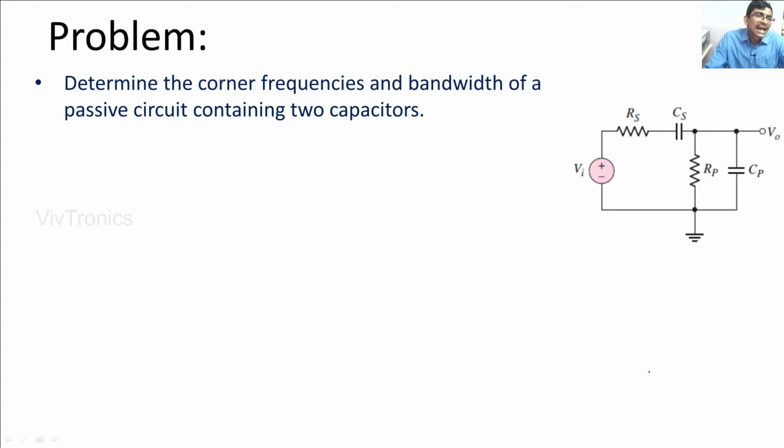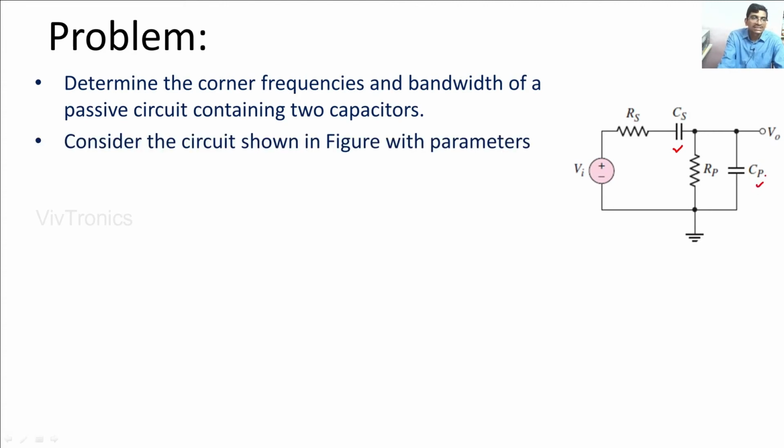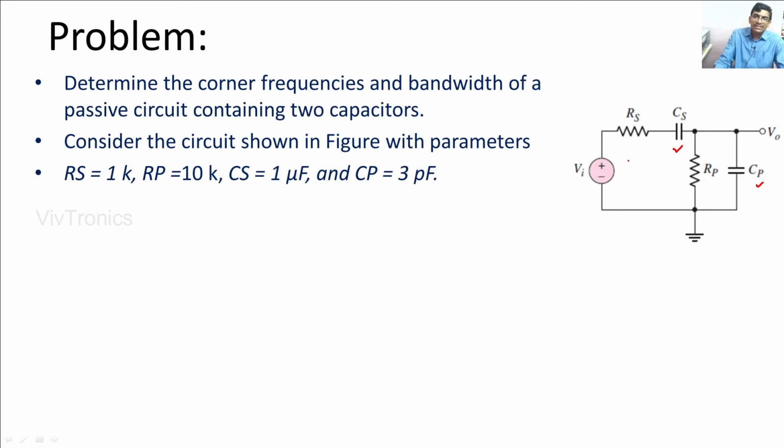The problem is: determine the corner frequencies and bandwidth of a passive circuit containing two capacitances. Here CS is one capacitance and CP is another capacitance. Consider the circuit shown in the figure with the parameters: RS is given as 1 kilo ohm, RP is 10 kilo ohms, CS is 1 microfarad, and CP is 3 picofarads. These are all the values given.